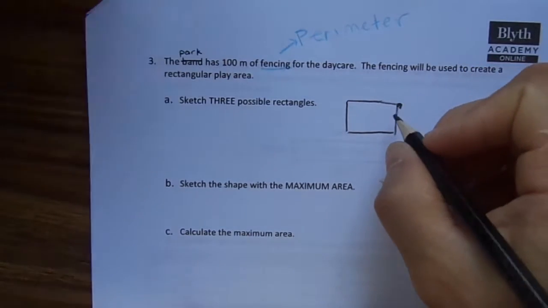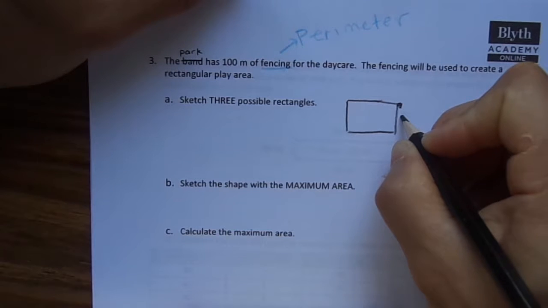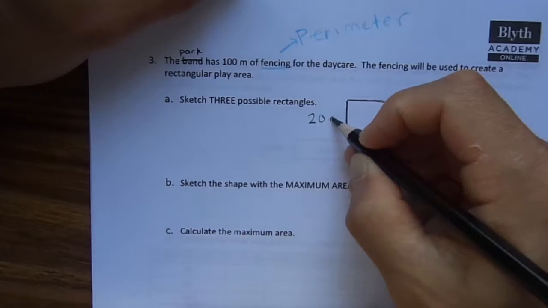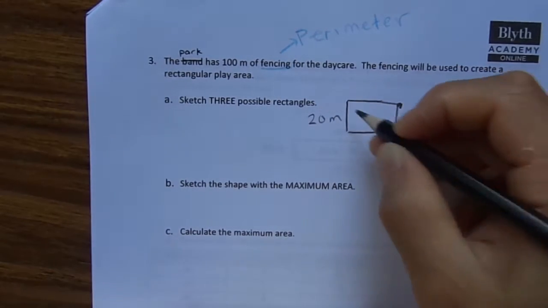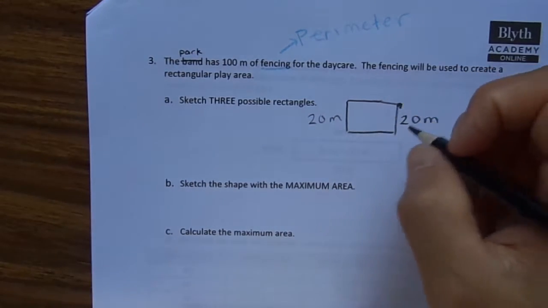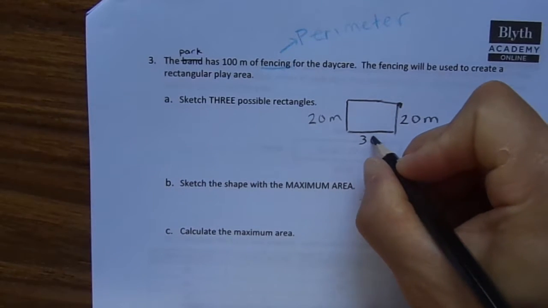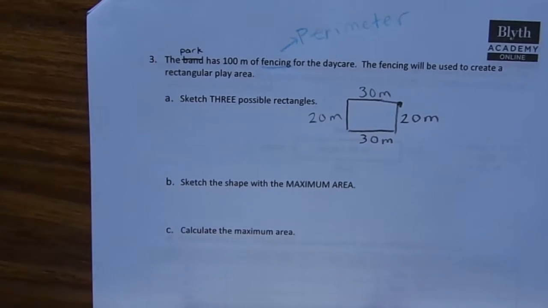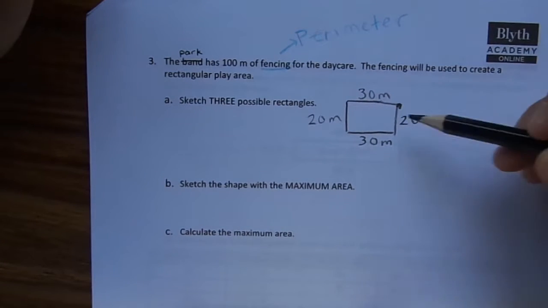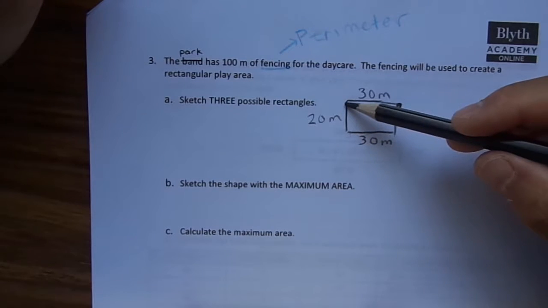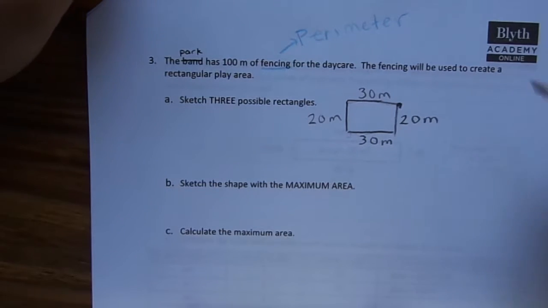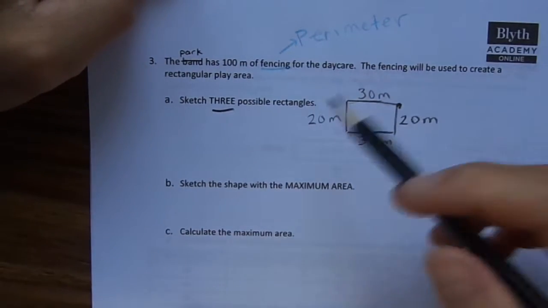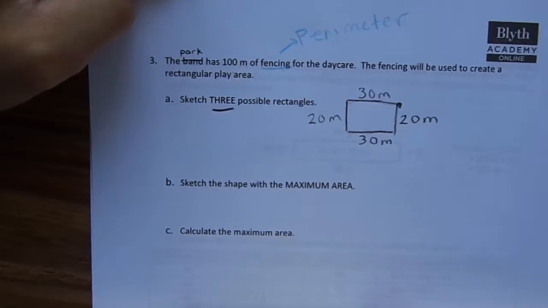Okay. So let's just say, let's call this one 20 meters, which means this side must also be 20 meters. Now, right there you can already see we used a 40, which means we've only got 60 meters left. So let's draw 30 meters there, 30 meters there. Okay, that's one possible solution. 20 plus 30 is 50, plus 20 is 70, plus 30 is 100 meters. We're good. Now, you have to draw 3. So your job is to draw 2 more rectangles that allow for 100 meters of fencing.